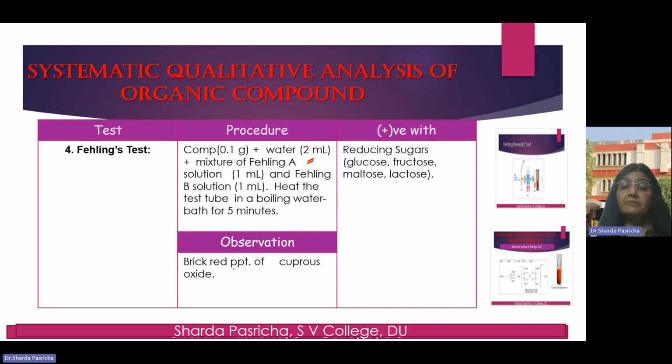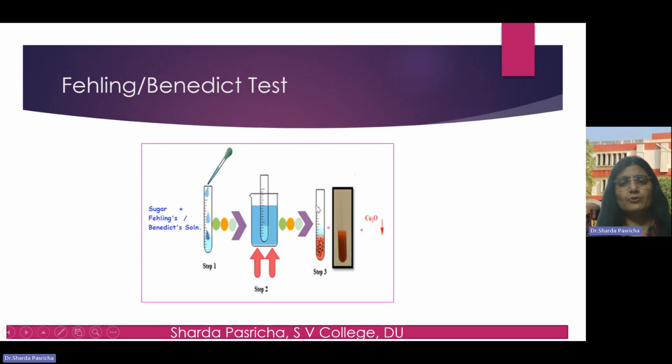A brick red colored precipitate of cuprous oxide, if you get, again confirms that you have a reducing sugar. If the test is negative, then you have a non-reducing sugar. So the test is very similar to the Barfoed reagent test I told you a while ago. You will get a red colored precipitate being formed. It settles at the bottom of the supernatant blue colored solution, due to the formation of cuprous oxide.